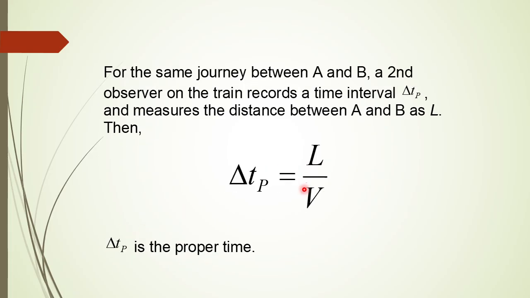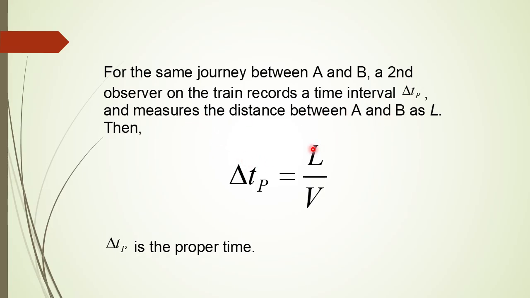Now, for the same journey, let's consider another observer who is on the train itself. So the train is the one moving between the 2 points, right? The person in the train does an experiment. He is the one measuring the proper time, delta TP, or usually for the other slides we've used so far, we use T prime. That's fine.